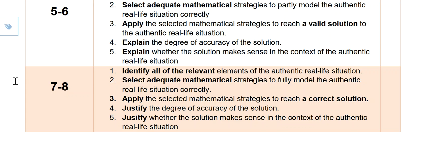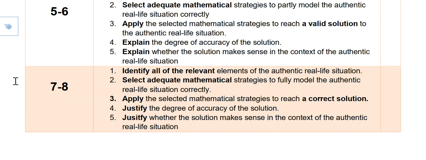Identify all the relevant elements of the authentic real life situation. So that's simple. If I think you've missed out something very important in the piece of work that you're doing, you haven't selected all the relevant elements. So sit down and think, what could be affecting my results?